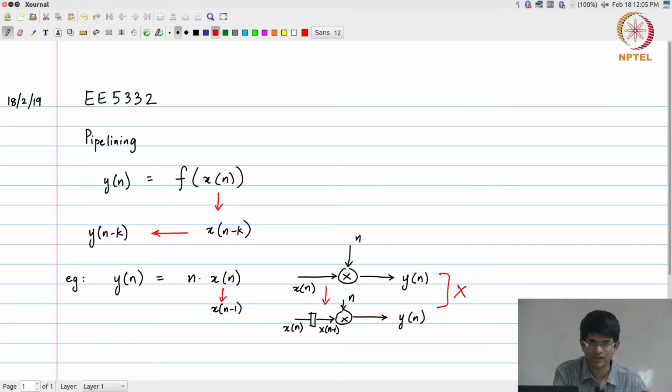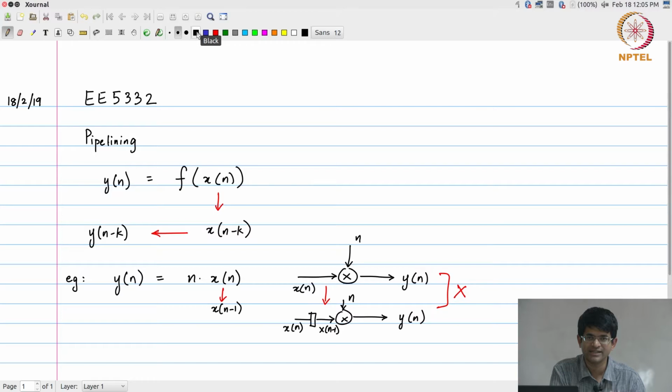In other words, this n times x of n is one particular example of something which is not time invariant. The value of n itself is used as one of the inputs to the multiplier, as the coefficient over there, which means that as time goes on, the actual value which is used for multiplying the x of n is dependent on that particular value of time itself. So there are certain examples of this sort where you can see that pipelining will not work.